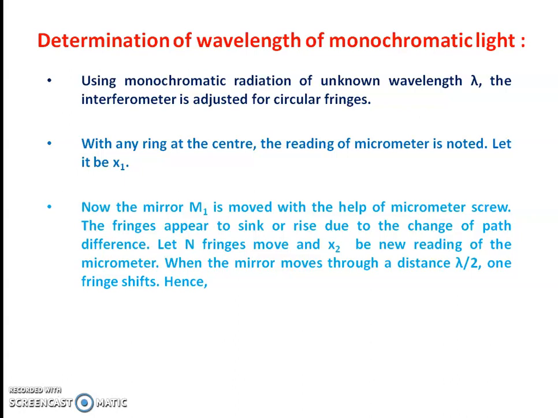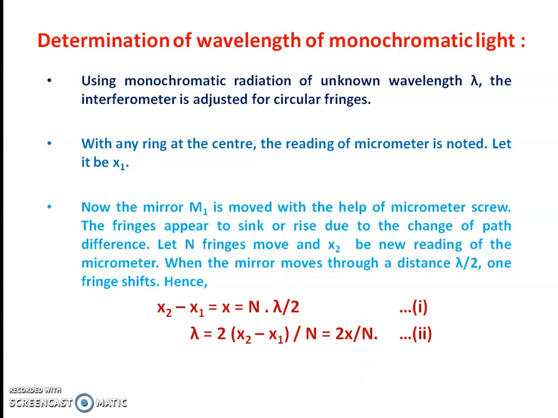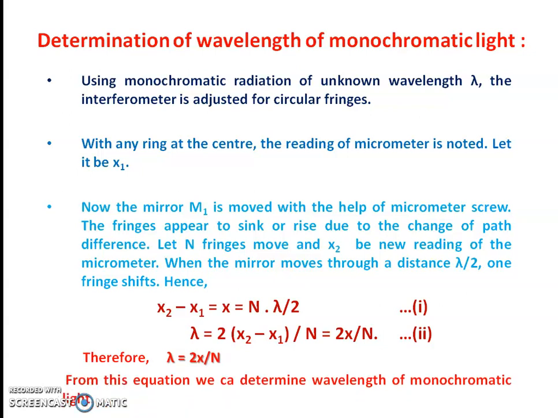Let n be the number of fringes moved, and x2 be the new reading of the micrometer. When the mirror moves through a distance lambda by 2, one fringe shifts, and hence x2 minus x1, which we write as x, equals n lambda by 2. Let us consider this as equation number 1. Lambda is equal to 2 times (x2 minus x1) divided by n, or lambda equals 2x upon n. Thus, this is the equation with the help of which we can determine the wavelength of monochromatic light.